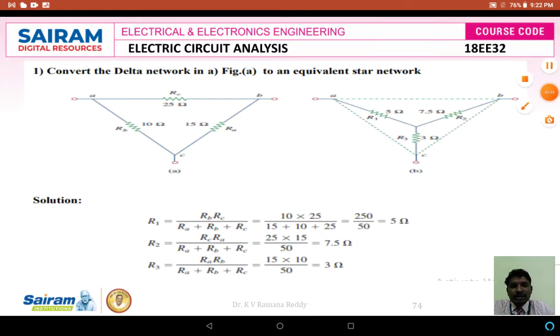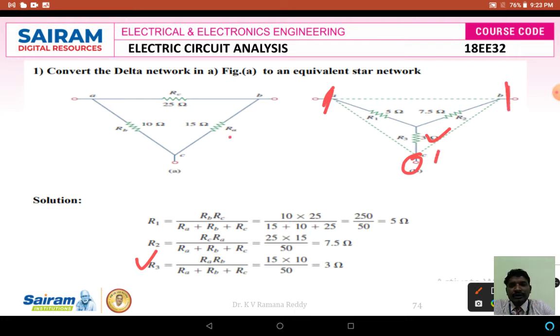Similarly, what is the value of R3? The value of R3 is the product of the resistors connected between terminal C to A and B to C, that is RA into RB. Here RA and RB: 15 into 10 divided by RA plus RB plus RC, that is 15 plus 10 plus 25, which is 50. 150 divided by 50 is equal to 3 ohms.